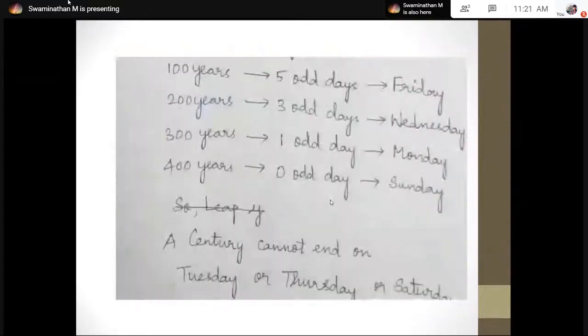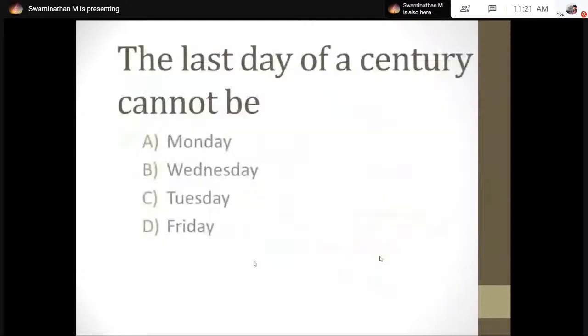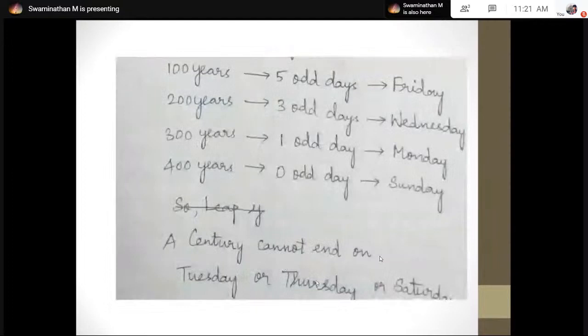Okay, Tuesday, Thursday, Saturday. Very good answer. All of these, Tuesday, Thursday, Saturday, are correct answers, but here the option was, I think, Tuesday. But if all three are there, you have to choose all of the above. So the logic is 100 years, 5 odd days. So 100 years, 5 odd days means it will end on Friday. 200 years, 3 odd days, so it will end on Wednesday. 300 years, 1 odd day, ends on Monday. 400 years, 0 odd days, so Sunday.